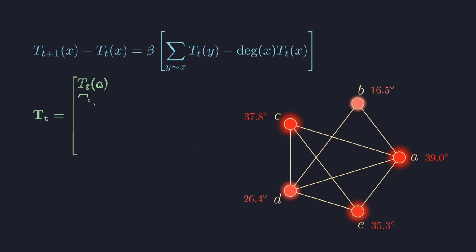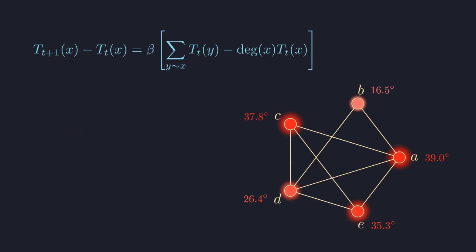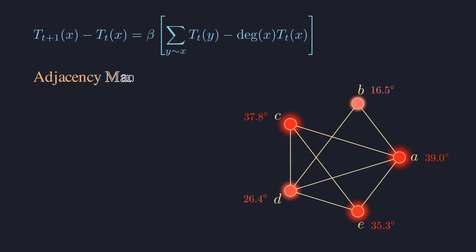For a start, let the boldface T represent the vector of the temperatures of all vertices. We'll now introduce some common matrices associated with the graph. To start off, we have the adjacency matrix, in which the entry in row i and column j is 1 if i and j are adjacent and is 0 otherwise.